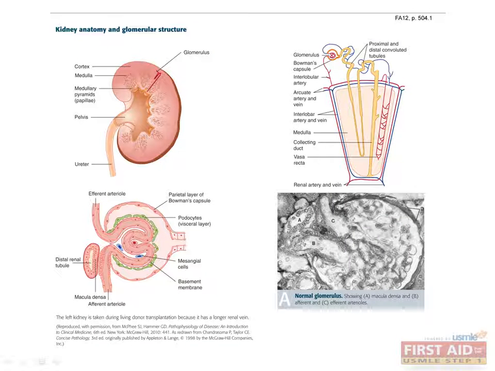Let's start with kidney anatomy. As we said before, there isn't too much to know in terms of renal anatomy, but it's important to have a good macroscopic and microscopic understanding of how the kidney works. Let's start with the big picture.